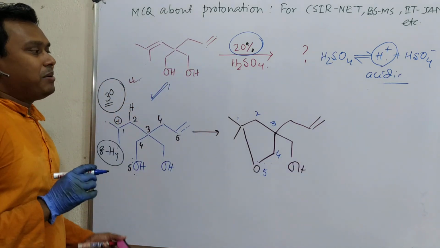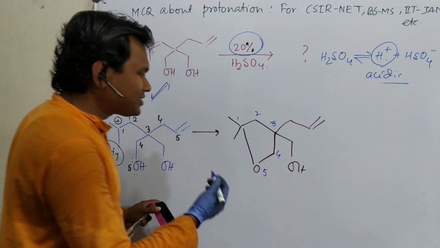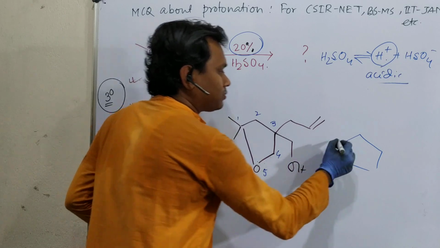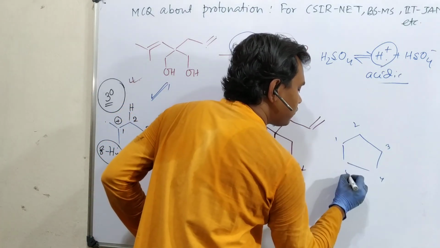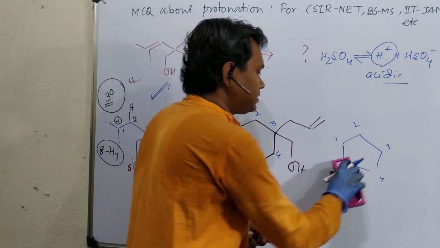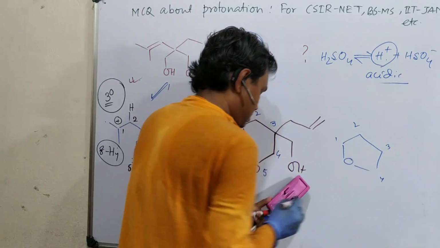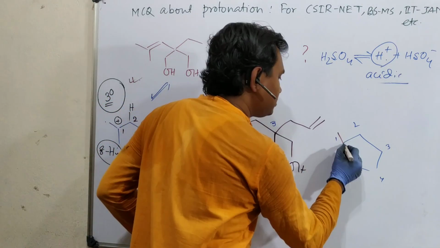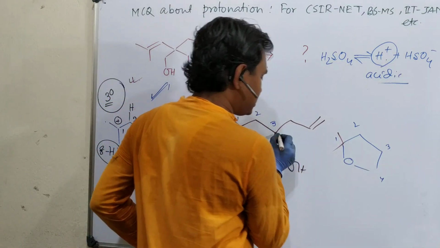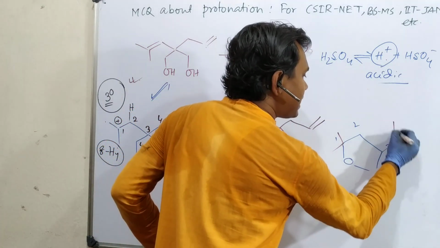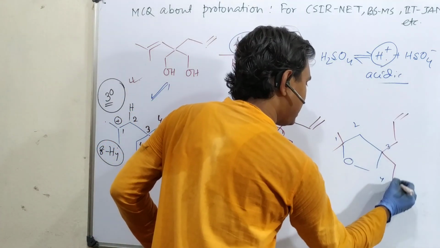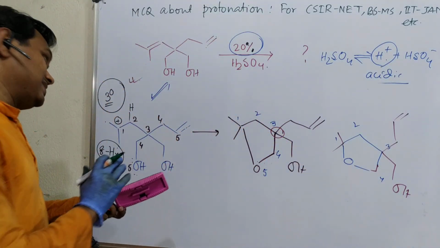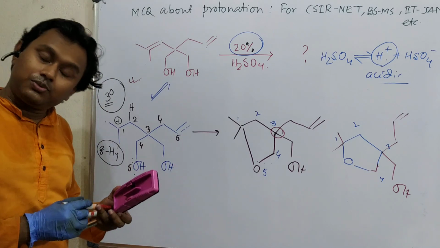This is the answer. But for a better look, let's redraw this molecule. So the 5-member ring as it is. Now number 1, 2, 3, 4, 5. Position 5 is oxygen. Fine, so the rest: position 1 has dimethyl. Position 3 is a spirocarbon, attached to this double bond as well as this. Okay, so this is the final structure of the product. I believe this is a very easy problem. You have understood how to get the answer.